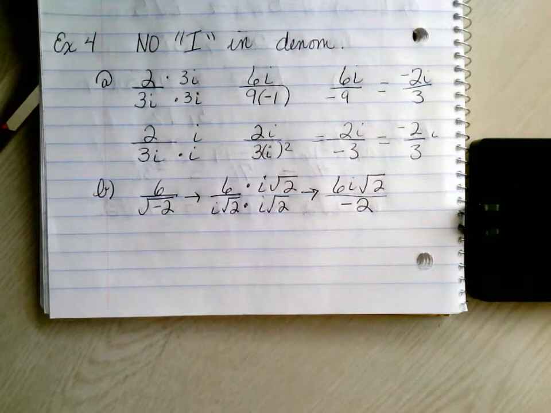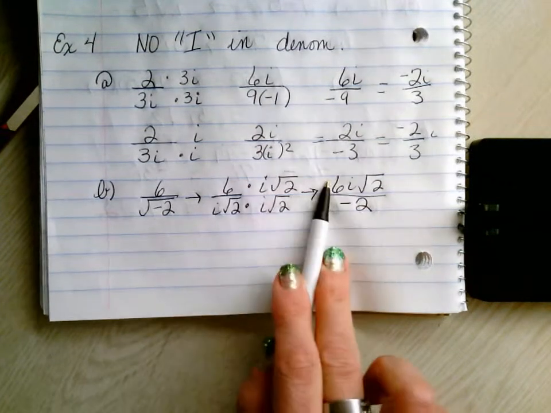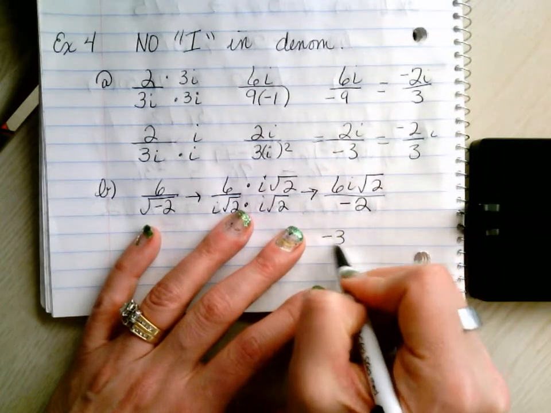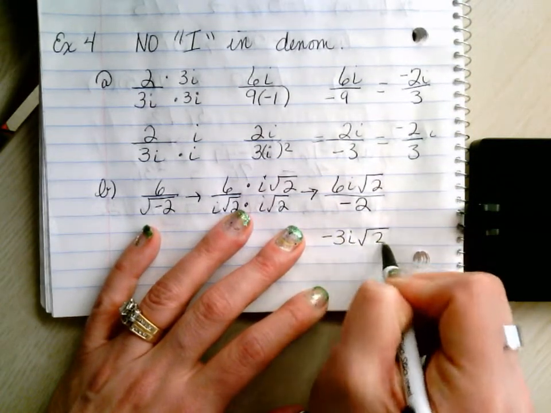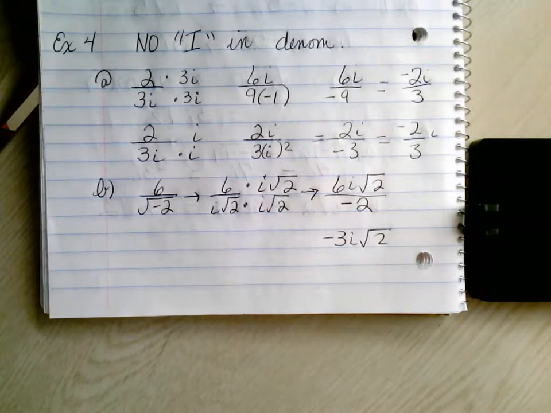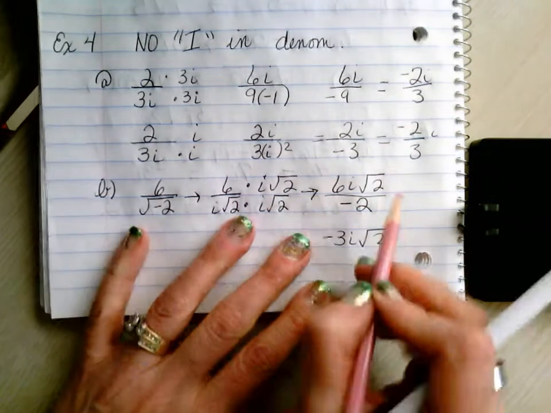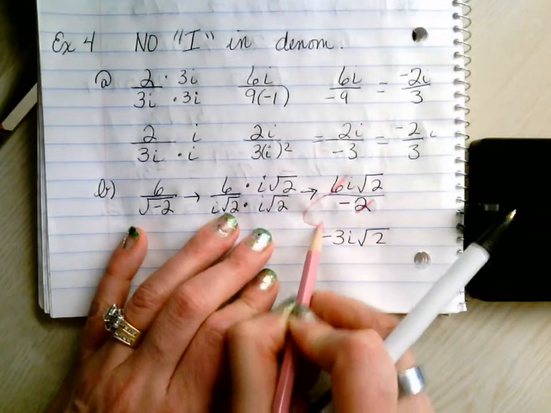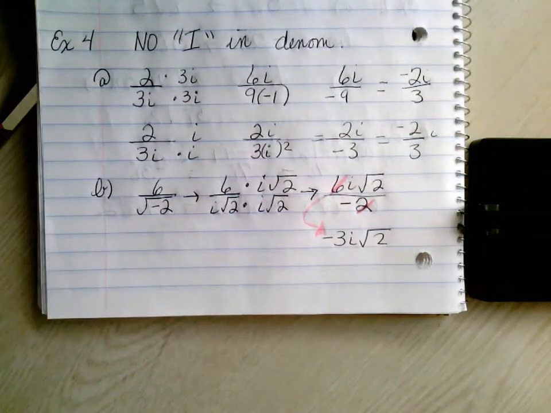Okay, everybody see that so far? The 2 and the 6 reduce, negative 3i radical 2 over 1. Okay? Because the 2 reduced with the 6. Okay? That's your answer.